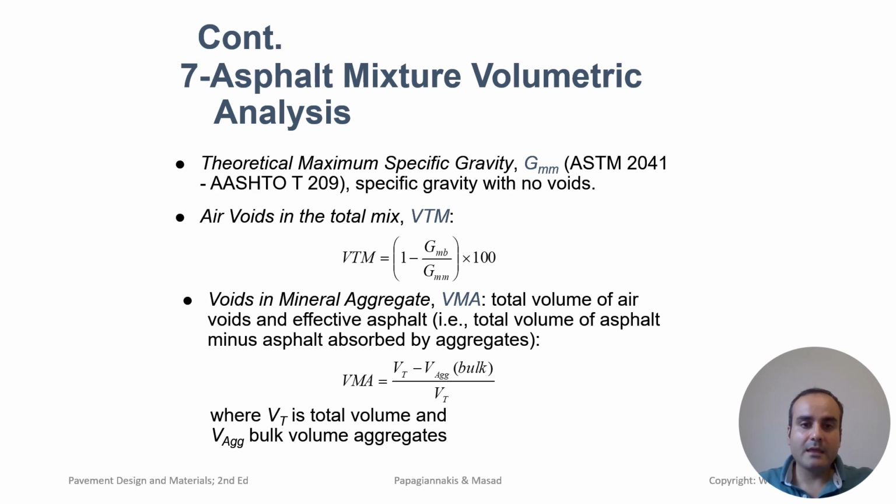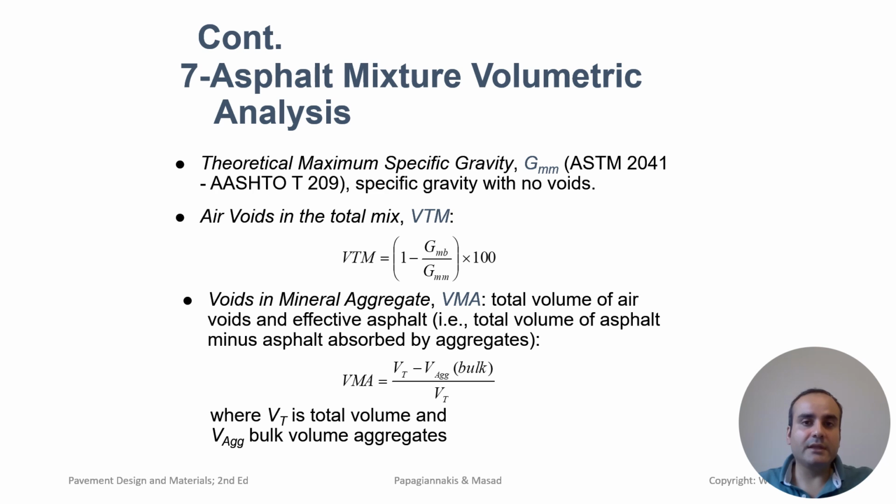VMA, voids in mineral aggregate, is calculated using the specific gravities of the aggregate and the compacted mixture. It represents the total void space between aggregate particles that must be filled with asphalt binder. VMA is the volume of void spaces between the aggregate particles that must be filled with asphalt binder. It is expressed as a percentage of the total volume of aggregate in the mix.